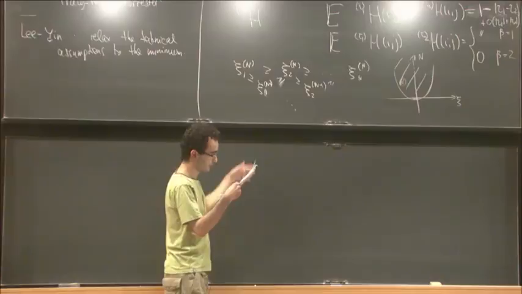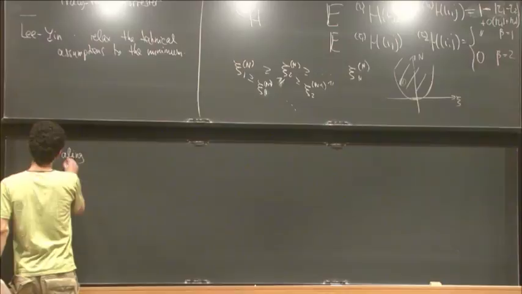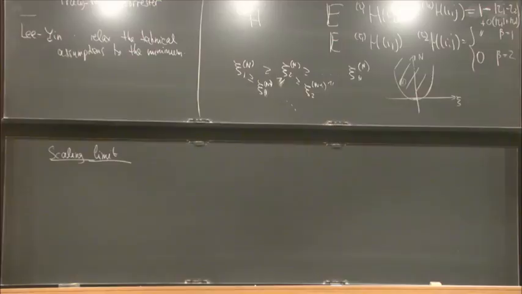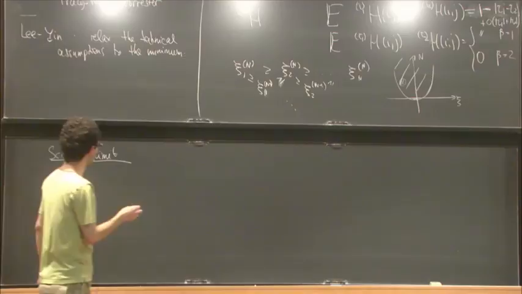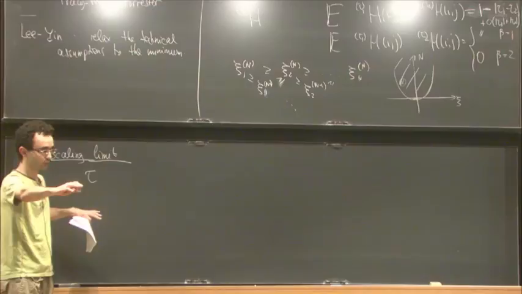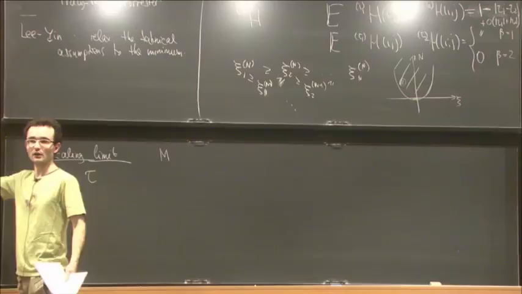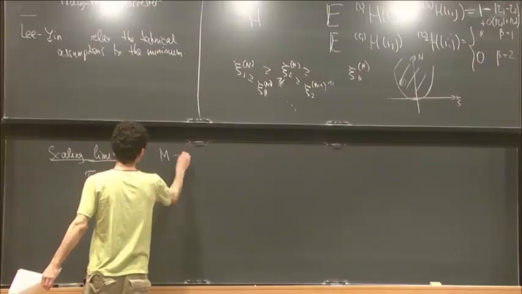Now we want to construct a scaling limit. To get a scaling limit, we want to scale the eigenvalues in this way, but now we also need to scale these two parameters, n and tau. So we'll have a large parameter m, which is basically the size of the matrix, so it will go to infinity. Now we rescale tau.